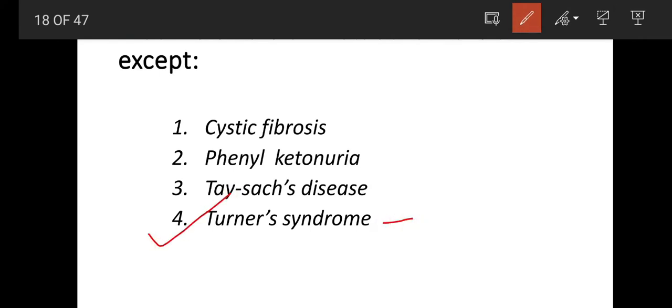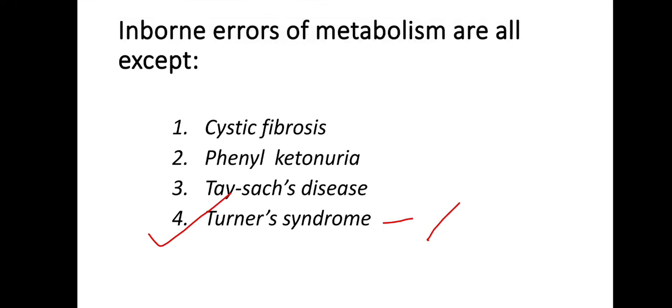Turner syndrome is an X-linked disease. X-linked disease, I mentioned here, it means it is due to what? Mutation. Okay, due to this mutation, a female with only one X chromosome will be present. A female baby will be born with only one X chromosome. Okay, all the others, cystic fibrosis, phenylketonuria and Tay-Sach's disease, come under the metabolic inherited disorders.